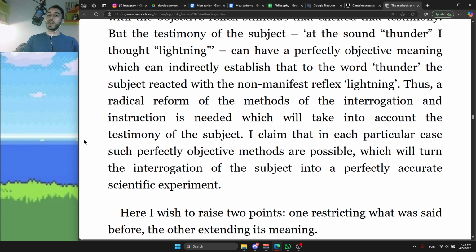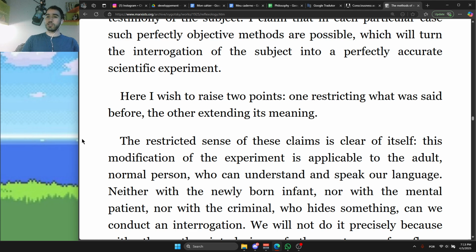Thus, a radical reform of the methods of the interrogation and instruction is needed, which will take into account the testimony of the subject. I claim that in each particular case, such perfectly objective methods are possible, which will turn the interrogation of the subject into a perfectly accurate scientific experiment. Here, I wish to raise 2 points. One restricting what was said before, the other extending its meaning.